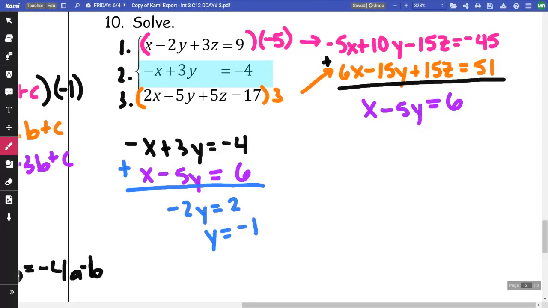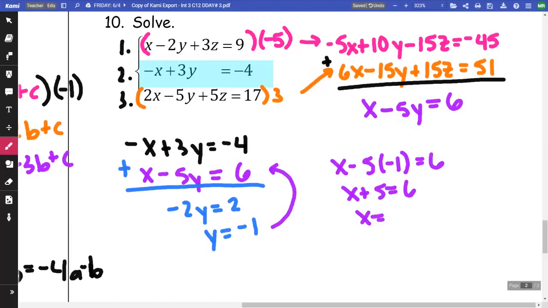So now I'm not quite done. I need to still finish solving the system. I think I'm going to put it into the purple equation here to find my x. So I'm going to go x minus 5 times -1 equals 6. X plus 5 equals 6. So x is going to equal 1.